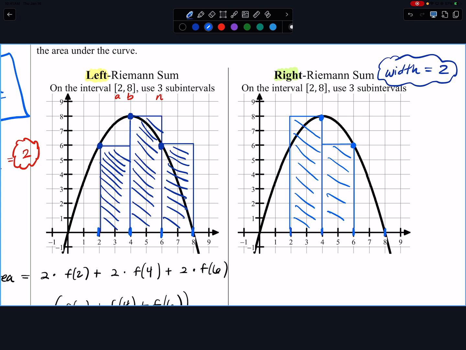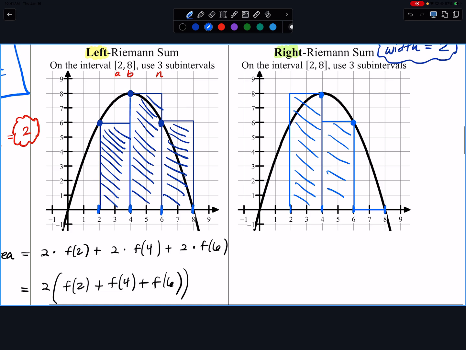Okay, now, it's actually kind of cool, I lied. From 6 to 8, this is the right endpoint, right? What is the y value right here? 0. So guess what the area of this rectangle is? It's just 0. So there is no rectangle right here because the height is nothing.